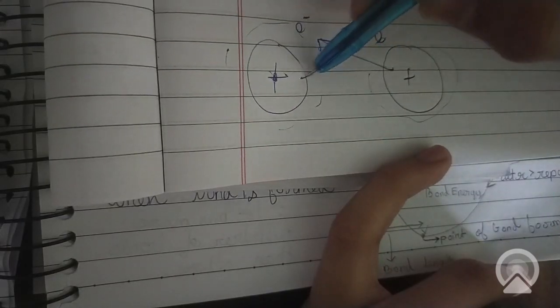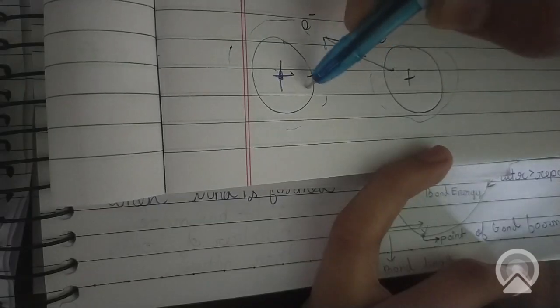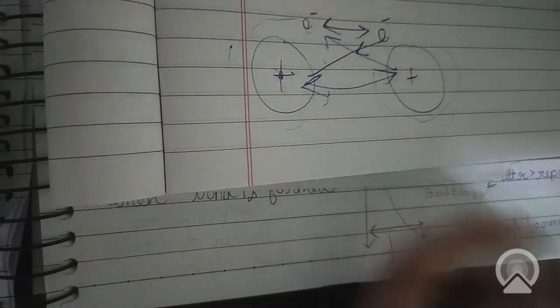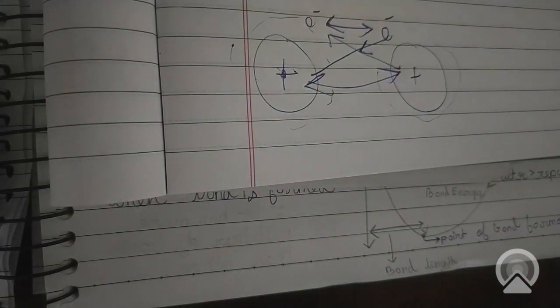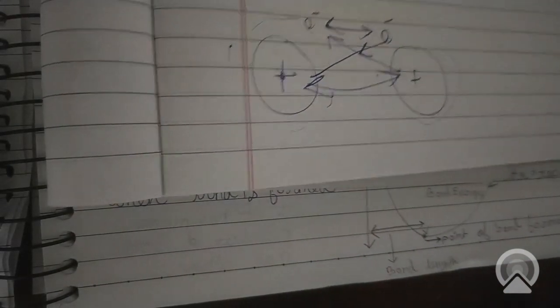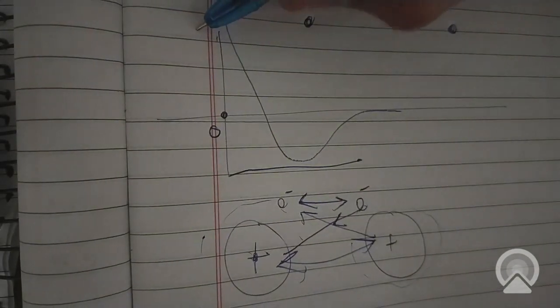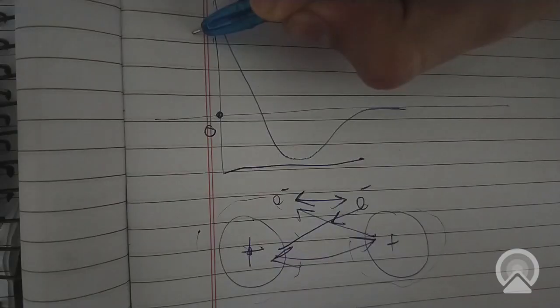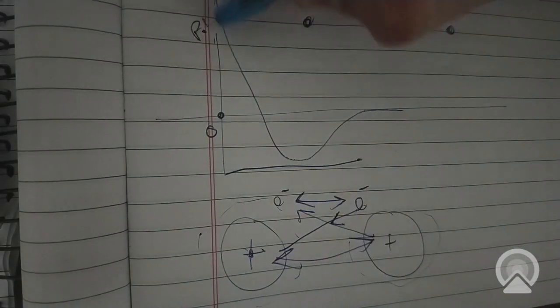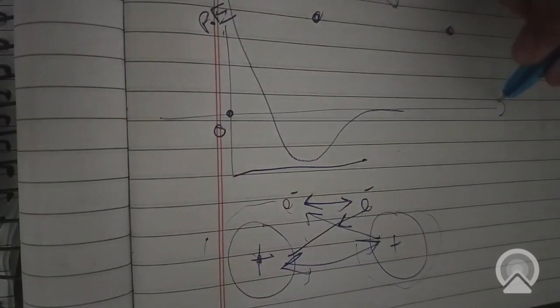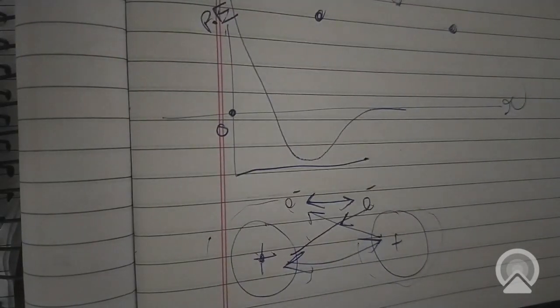This proton attracts this electron. But these two protons repel each other. These two electrons repel each other. Right? So let's look at a case. This graph, the y-axis represents potential energy, and the x-axis represents the distance.